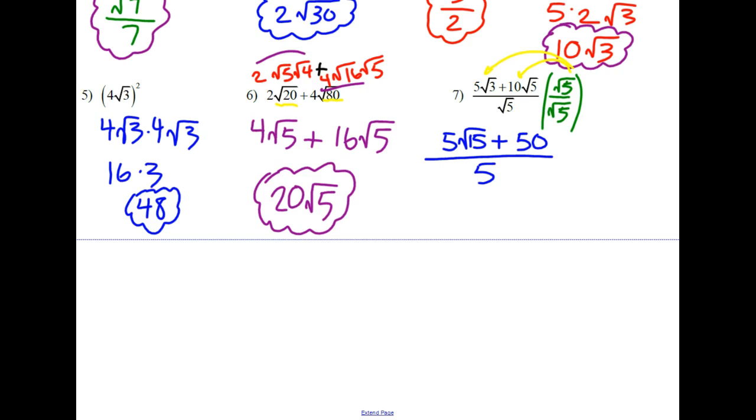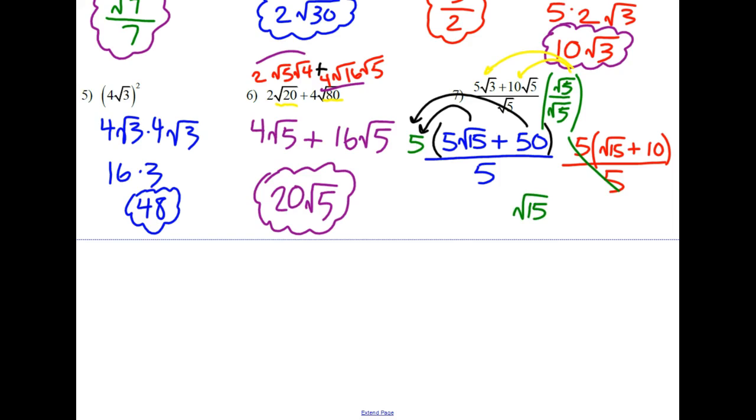Then of course I want to try to factor out what I can in that numerator there, which looks like I can take a 5 out of both those terms. So I'm going to have 5 times the square root of 15 plus 10, all over 5, which means that I can reduce those 5s now because they're factors. My final answer, square root of 15 plus 10. Super duper. Okay, there you go, under 5 minutes for checkpoint 1.3.